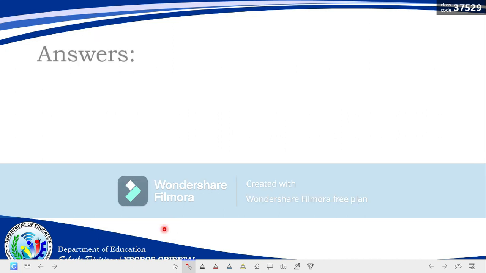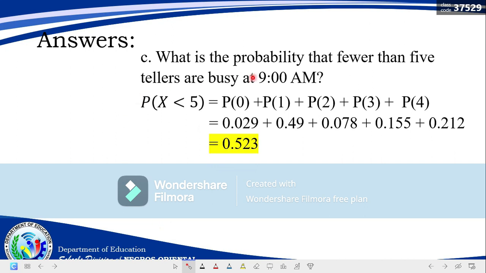Let's continue. What is the probability that fewer than 5 tellers are busy at 9 a.m.? It means fewer than 5 tellers. You have to analyze and understand the inequality symbol that we're going to use, meaning 5 is not included. So P of X less than 5, you will start with P of 0, then P of 1, P of 2, P of 3, and P of 4. You won't include 5 because there's no "or equal to" symbol here.